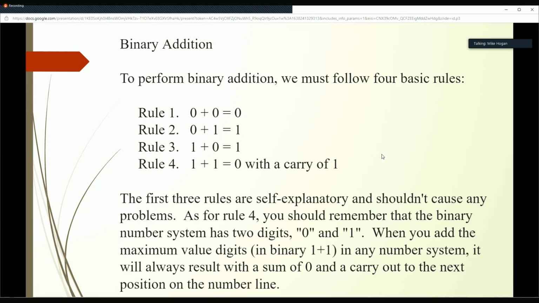Think about it in terms of just two binary bits. If I had the furthest right bit, a 1 and a 1, I add those together, that would be a value of 2. Well, a 2 in binary is 1 0. And so that's exactly what it's stating here. You'd have a 0 with a carry, meaning it's going to the left, of 1.